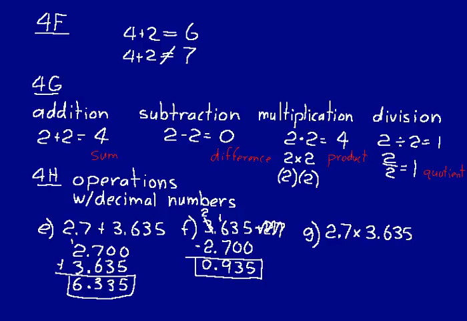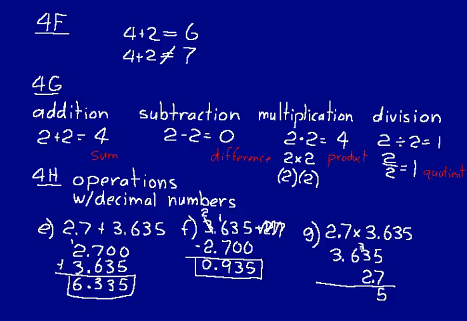So in G, we'll be finding the product here. Let's just go ahead and rewrite this. 3.635, and I'll put the 2.7 down here. Best way to do multiplication problems with decimals is to ignore the decimal points for now, then you add them back up when you're done with the multiplication. So let's go ahead and multiply the 7 by the first number, and 7 times 5, that's 35.